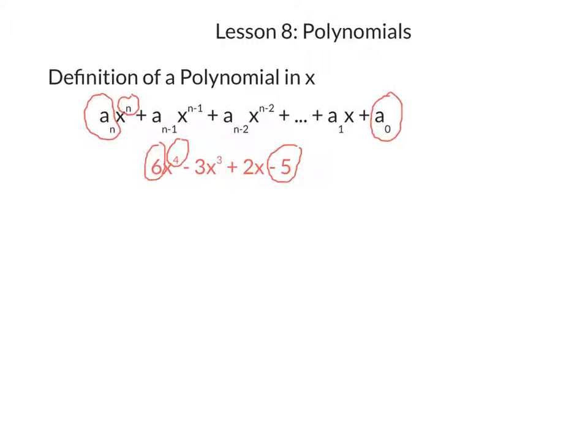But notice there's no x squared term. Now, that's fine, because that just means the coefficient for the x squared term is 0. So you don't have to have every single exponent. You can be missing some, which implies that coefficient is 0. But this is an actual example of a polynomial in x.